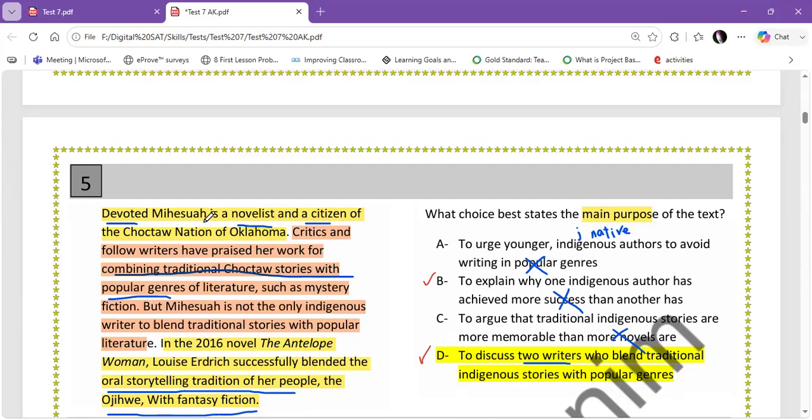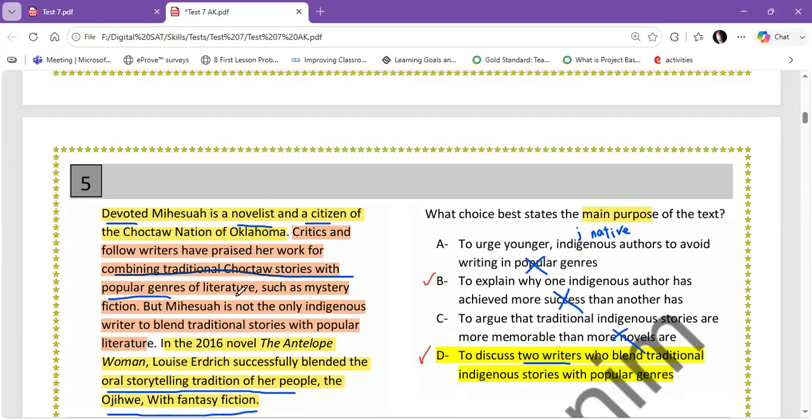Devoted Masu is a novelist and a citizen of the Chukatu Nation of Oklahoma. Critics and fellow writers have praised her work for combining traditional Chukatu stories with popular genres of literature. Okay, popular genres are here. So what about going to A? No. Whatever you cancel from the beginning, when you read the first sentence and last sentence, don't return back to them. Okay, of literature such as mystery fiction.